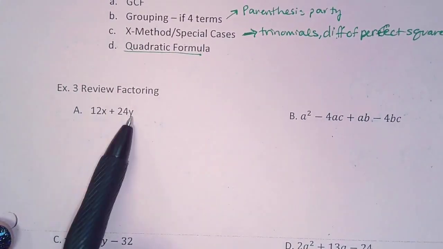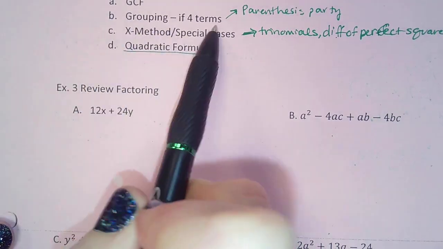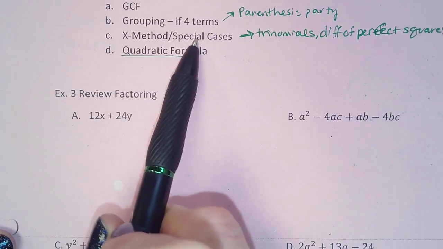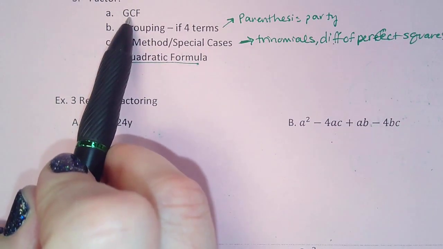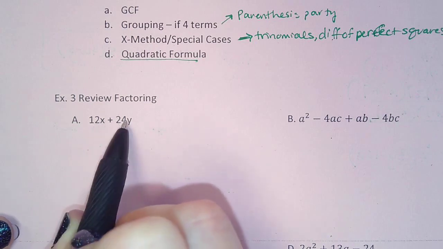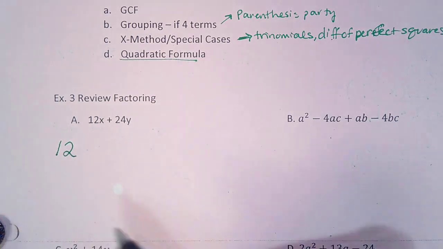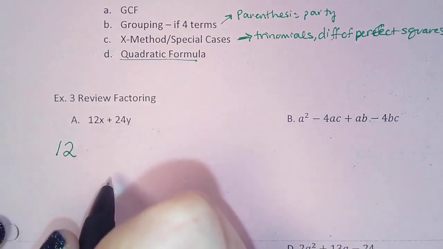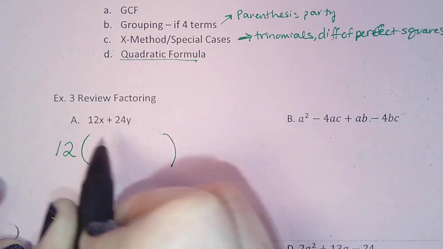So we only have 2 terms here. So I know I'm not doing the factor by grouping because I would need 4. I'm not using the x method because I would need a squared value. So I'm just bouncing back to the GCF. So what is the biggest number I can divide 12 and 24 by? Well, I can divide them both by 12. Now we have an x and a y. They're not the same letters, so I cannot take out any letters.